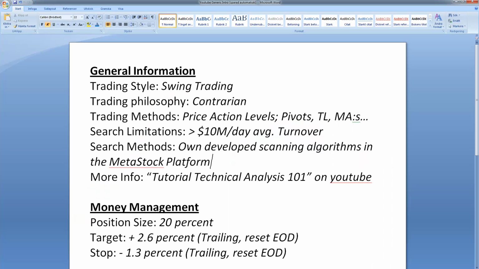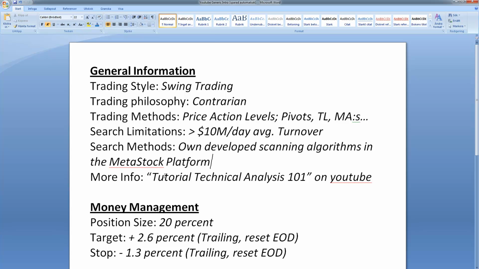Giving my brief background, how I work. I'm a swing trader, I use contrarian style mostly. I pick up my method from price action levels like pivots, trend lines, moving average, gaps, Fibonacci's. I'm only looking at stocks that have more than $10 million in average daily turnover.